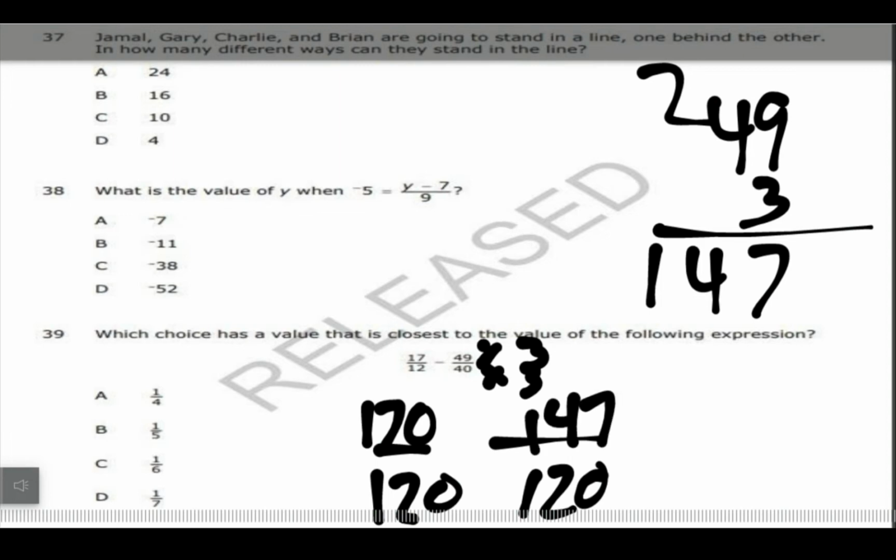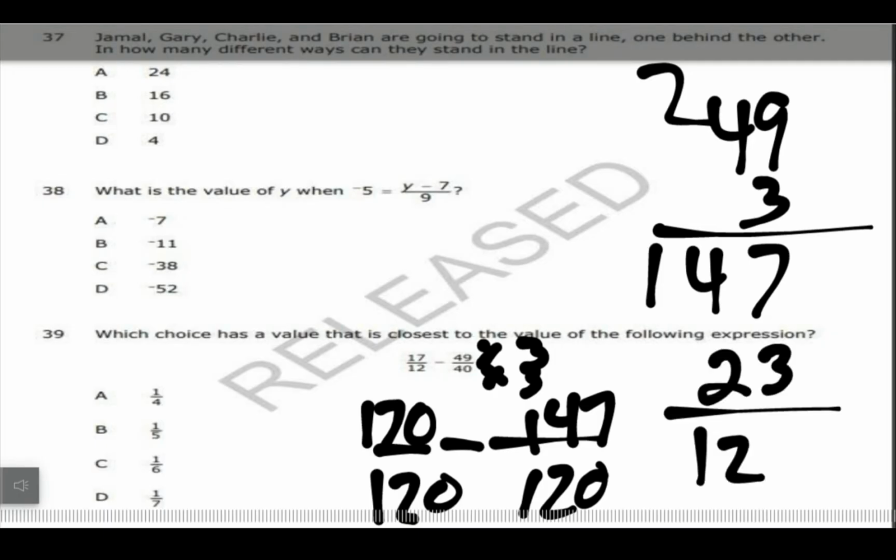So for getting the common denominator, I would subtract 170 from my 147. That would give me 23. So that's 23 out of 120. It says, which is the closest? I don't think I can simplify that.